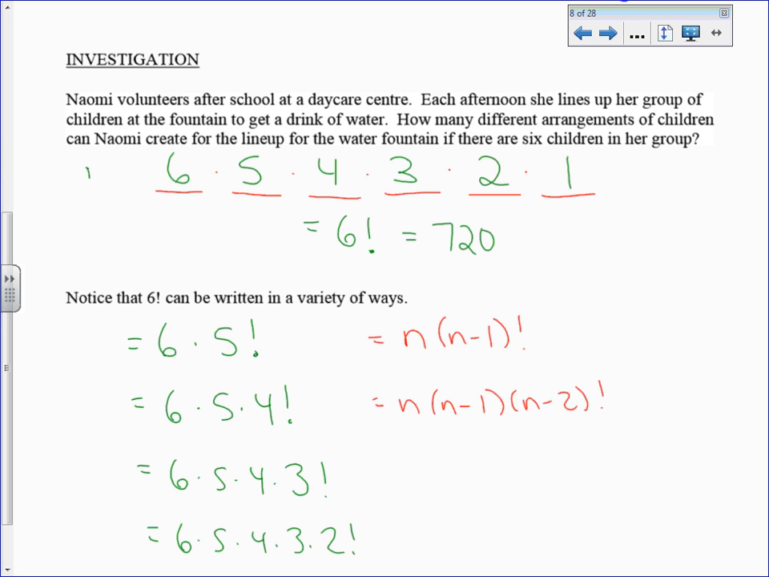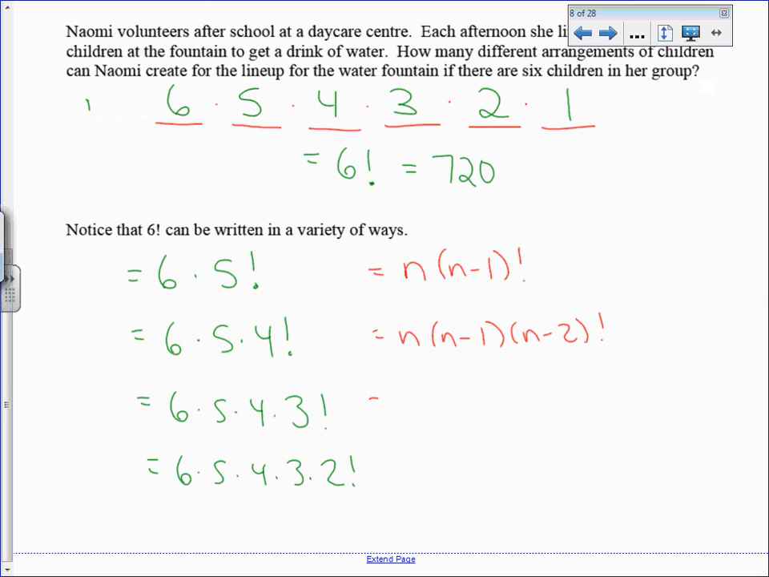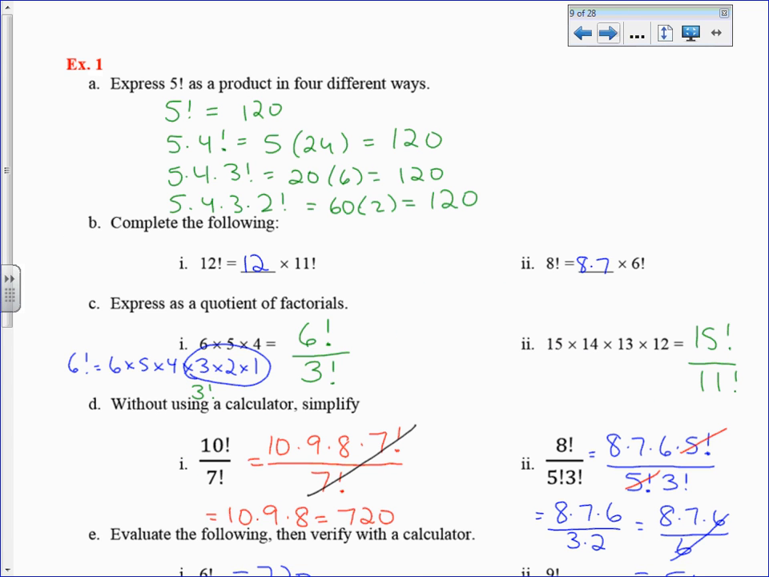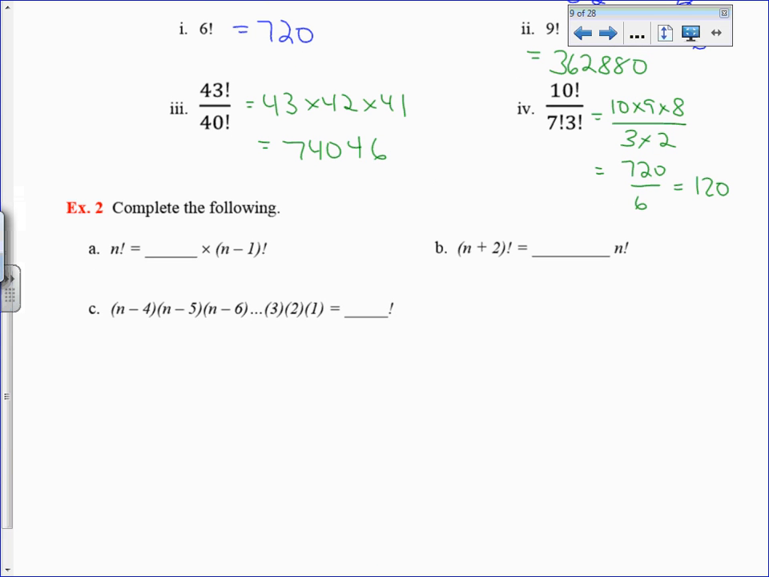And you want to remember your numbers are always getting smaller. 6 times 5 times 4 times 3 factorial is n times n minus 1 times n minus 2 times n minus 3 factorial, and so on. So we want to employ that same methodology when we don't have a number that we're starting with, when we just have variables. So we have n factorial is equal to something times n minus 1 factorial. So that's got to be n, right?